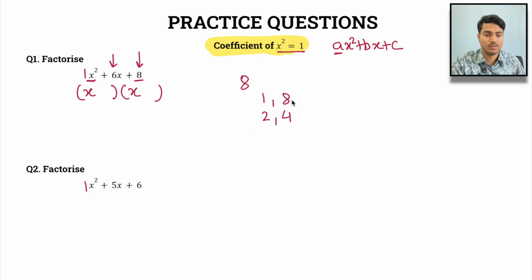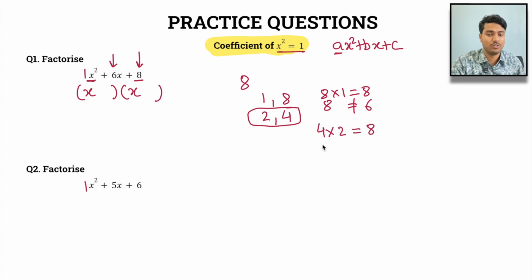That means 1 and 8 is not possible, because 8 into 1 is 8, but if you add or subtract, you will not get 6. Hence, we can use 2 and 4, because 2 and 4 satisfy both conditions. If you multiply 4 into 2, you will get 8. If you add 4 plus 2, you will get 6. Hence, 4 and 2 can be used. Both 4 and 2 are positive, hence x plus 4 and x plus 2 are the two factors of the given quadratic expression, which is x squared plus 6x plus 8.